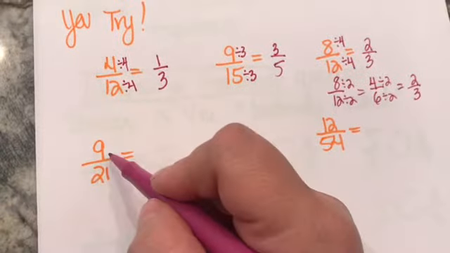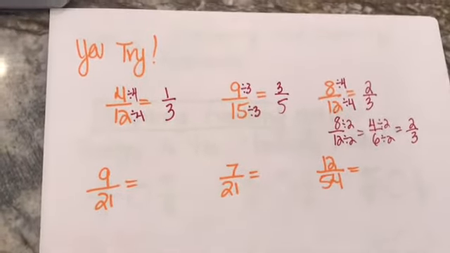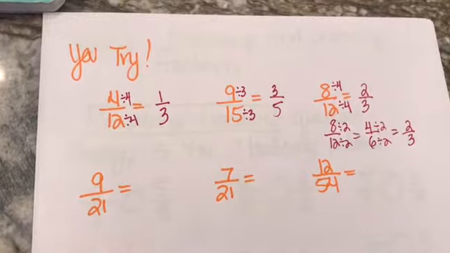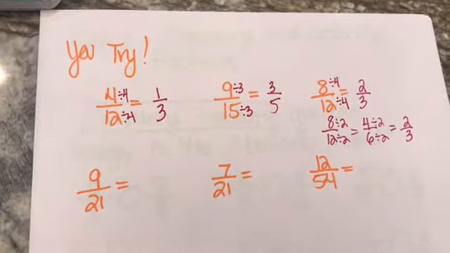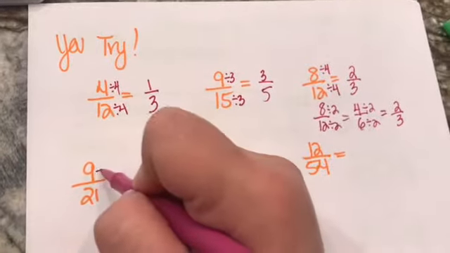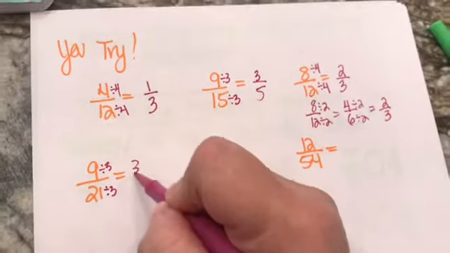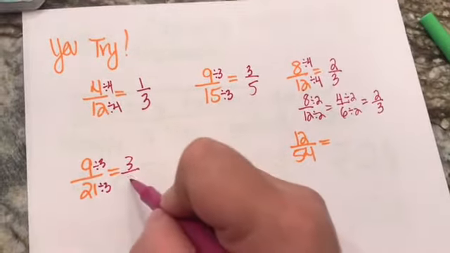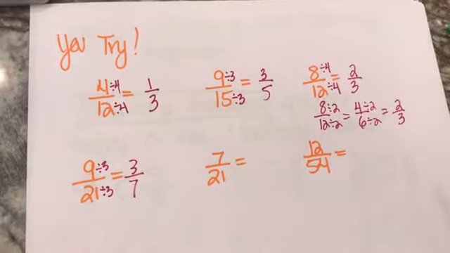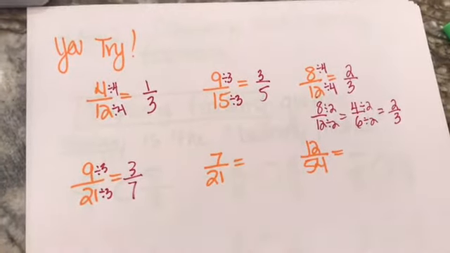Over here to this one, 9/21, I start thinking to myself, well, they're not even. 9 doesn't fit into 21, but I know a number that fits into both, and that is 3. So 9 divided by 3 is 3, and 21 divided by 3 is 7. Which is a big hint to this one right over here.